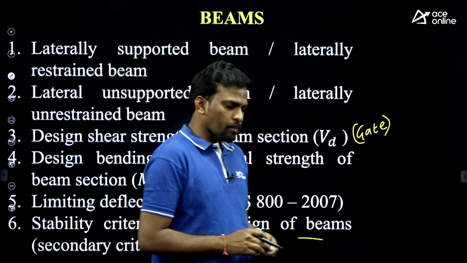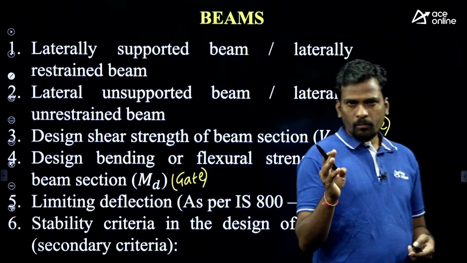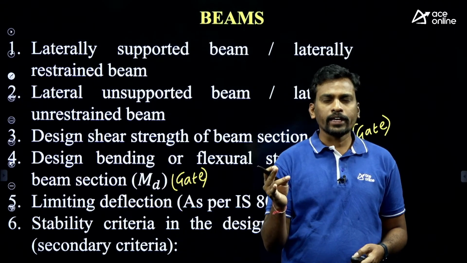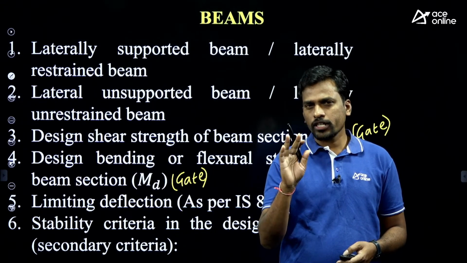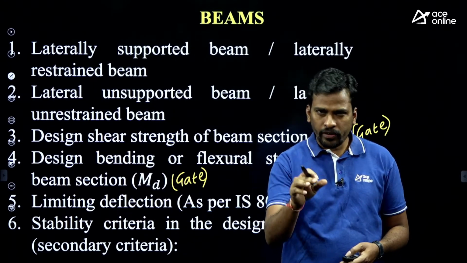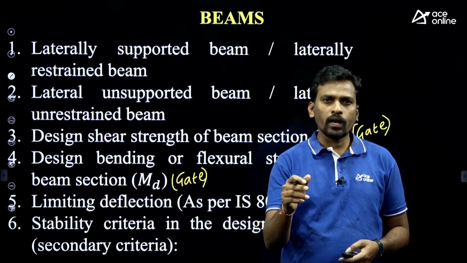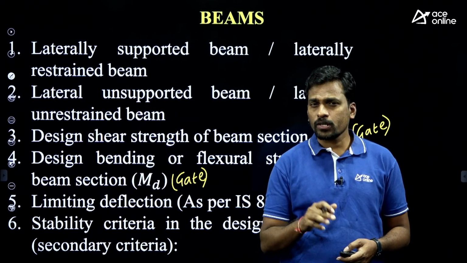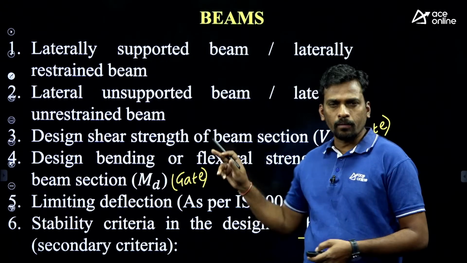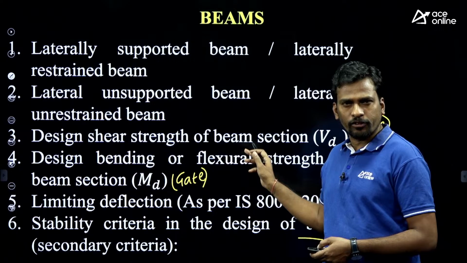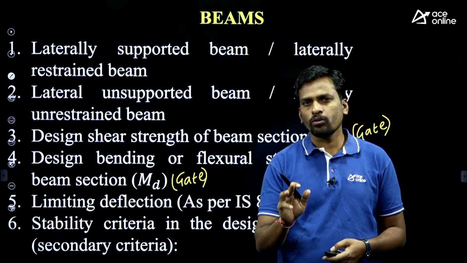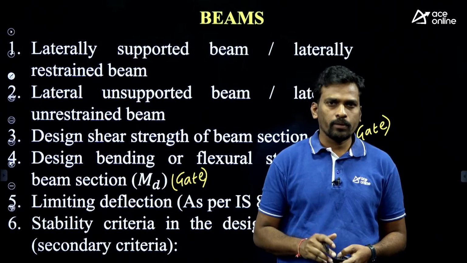But first priority: bolted connection, welded connection, eccentric connection and tension member, these 4 chapters are important. After completing these 4 chapters, if you still have time, go through compression members. In compression members, lacing and battening, and in the beam chapter, design shear strength of beam section and design bending strength of beam section, only these topics' formulas, GATE people.